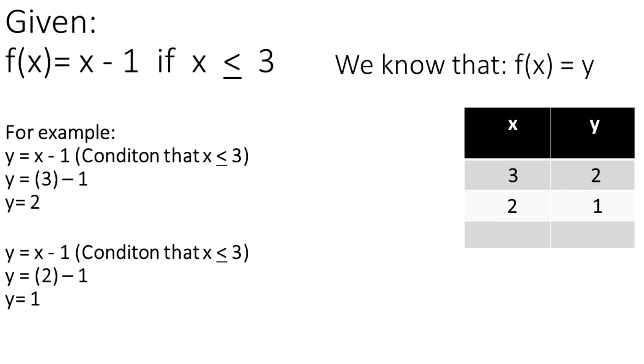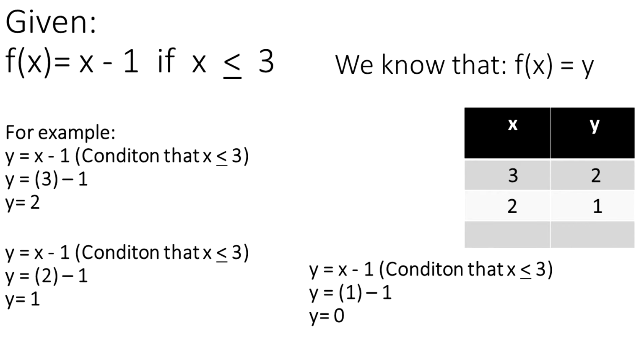So again, we're going to repeat this process to complete the table. So let's create another equation. This time, we have y is equal to x minus 1, and we still have that condition. And because we put the 3 and 2 in the other equations, we're now going to put 1, because it is still less than 3. And now we arrive at the conclusion that x is equal to 1 and y is equal to 0. We have now completed the table.